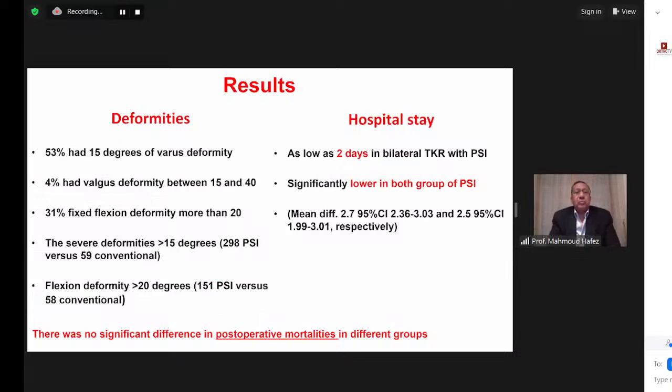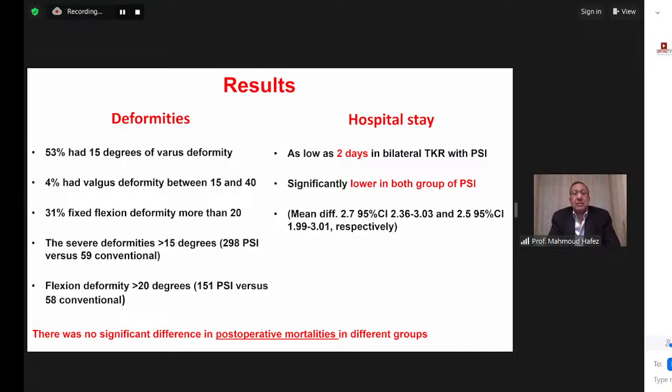When we looked at deformities here, you can see 53% had 15 degrees of varus deformity, and 4% had valgus. We don't have much rheumatoid here. That's why we don't have as many valgus as varus, especially with bilateral. Most of the valgus are post-traumatic, which is usually unilateral rather than bilateral. 31% had a fixed flexion deformity of more than 20 degrees, and this is significant data.